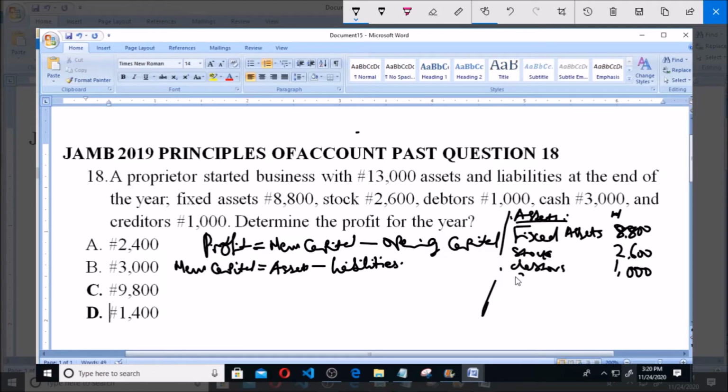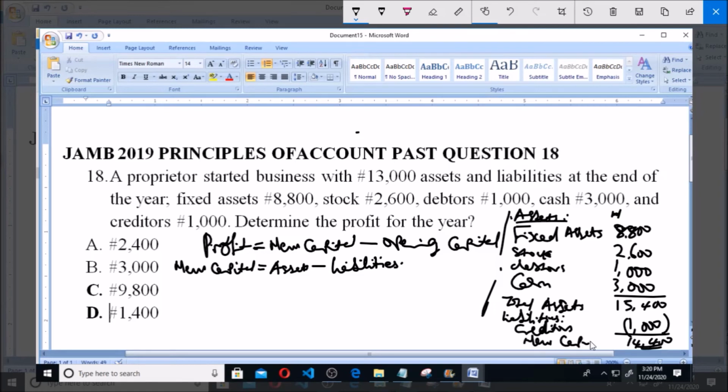You add this together, we're going to be having 15,400. This is total assets. Then we have our liabilities, which is creditors. Our creditors here is 1,000. So we'll less it to give us 14,400. This 14,400 is called our new capital.